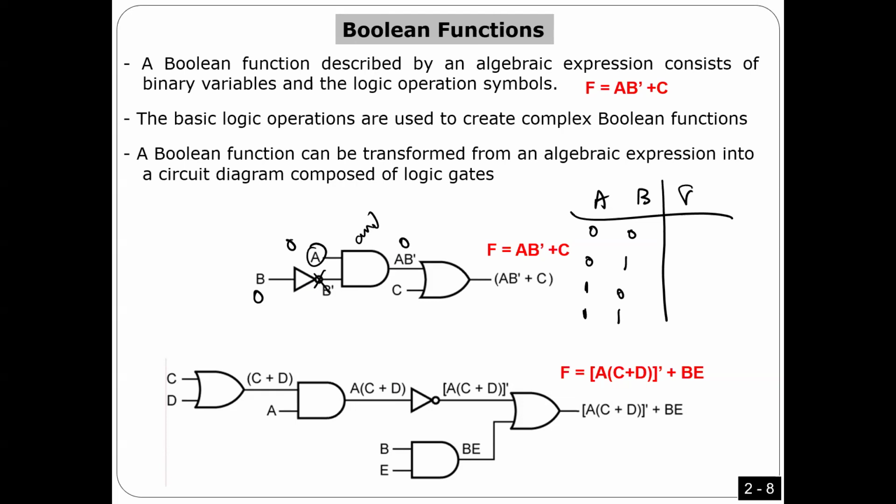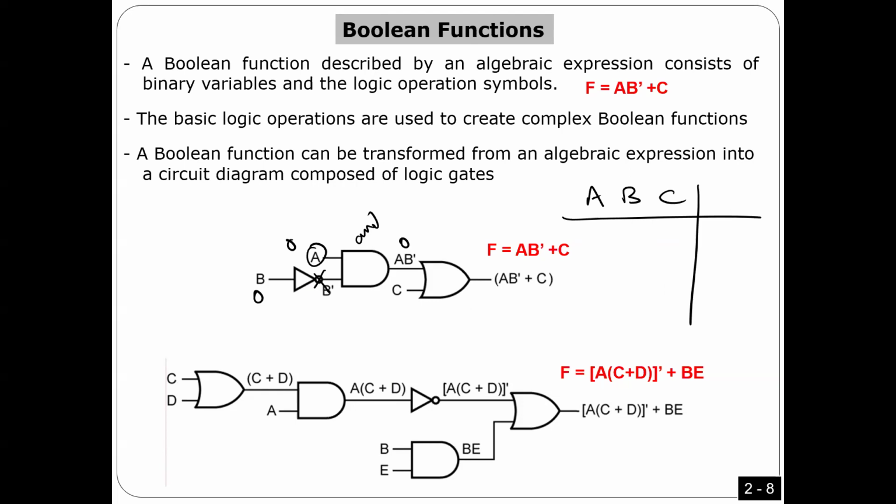I'm sorry, I think I made a mistake. This one had 3 inputs, A, B, and C. I forgot C. Okay, I'm going to do it again. I'm sorry. So here, I forgot C. So here we have A, B, and C. Again, we have three inputs or 3 variables.